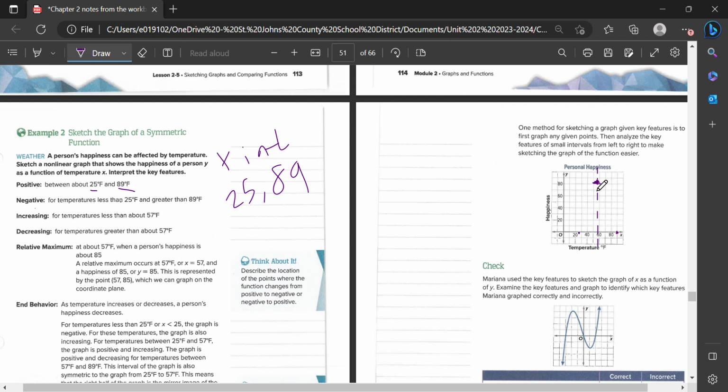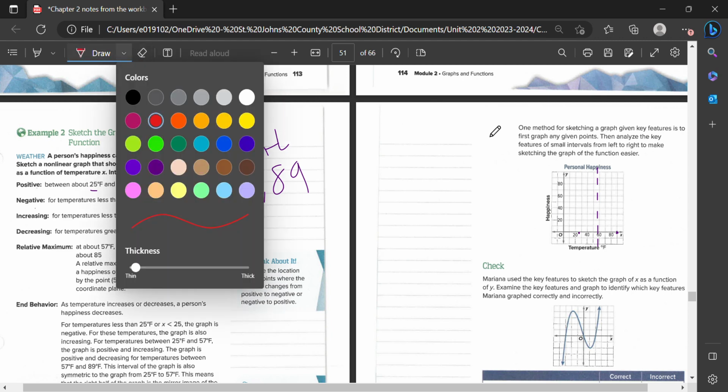I'm just kind of colored it as best I can. Oh, a little too much. Okay. I might change the color too, just to kind of make it pop a little bit.